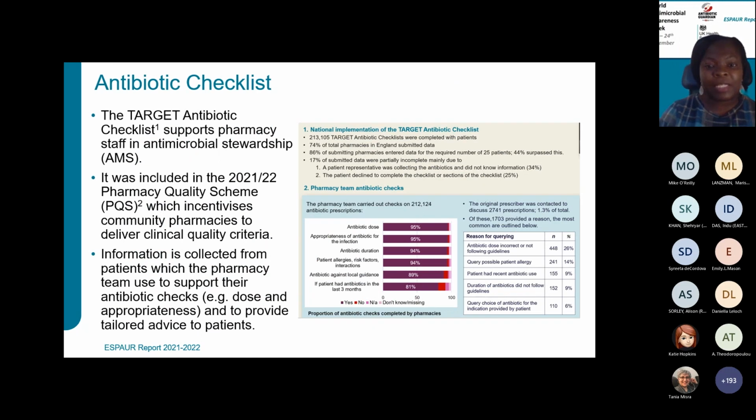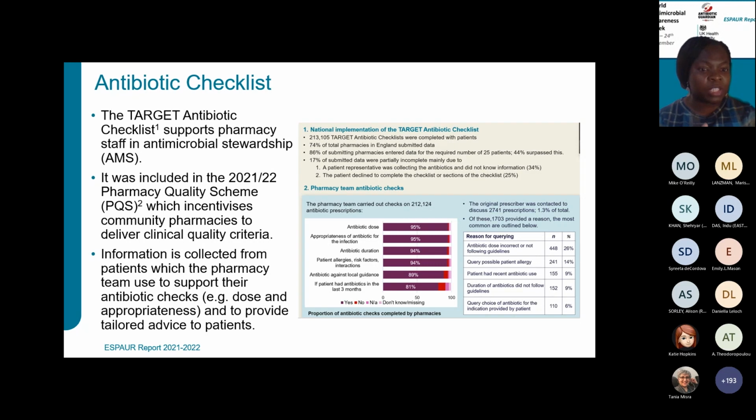The antibiotic checklist is one of the resources available through the Target website, and I'm going to talk very briefly about it from the context of implementation and delivery, and then Dr. Kieran Hand will talk a little more about the policy implementation and implications from the checklist, which we worked on in collaboration with NHS England colleagues.